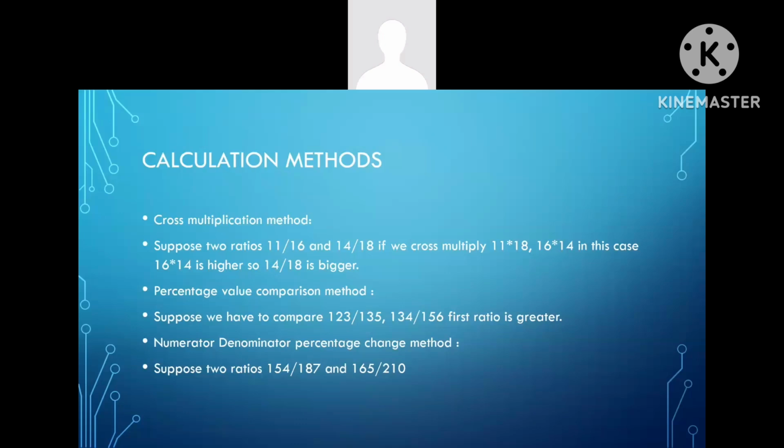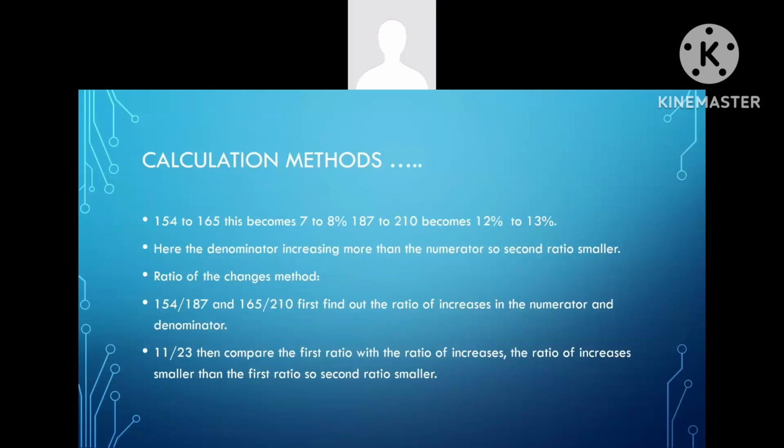Numerator denominator percentage change method. In this method, suppose two ratios 154 by 187 and 165 by 210. 154 becomes 165, which is a 7 to 8% increase. 187 becomes 210, which is a 12 to 13% increase. Here the denominator is increasing more than the numerator, so the second ratio is smaller. Then comes the ratio of the changes method.